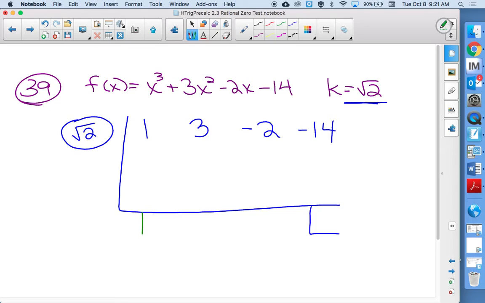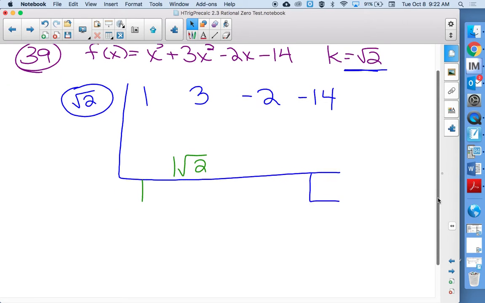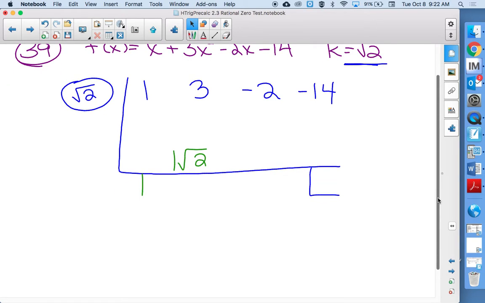Yeah, multiply the k value, the number inside the circle, by the number down below. So, Colin, 1 times the square root of 2 is 1 square root of 2. And then you're supposed to add them. How do you add 3 and the square root of 2? Carrie? Just 3 plus the square root of 2. Yeah, you just write it 3 plus the square root of 2.